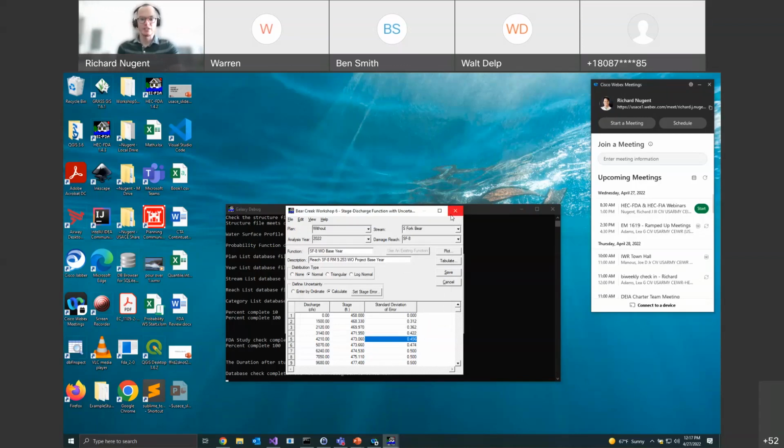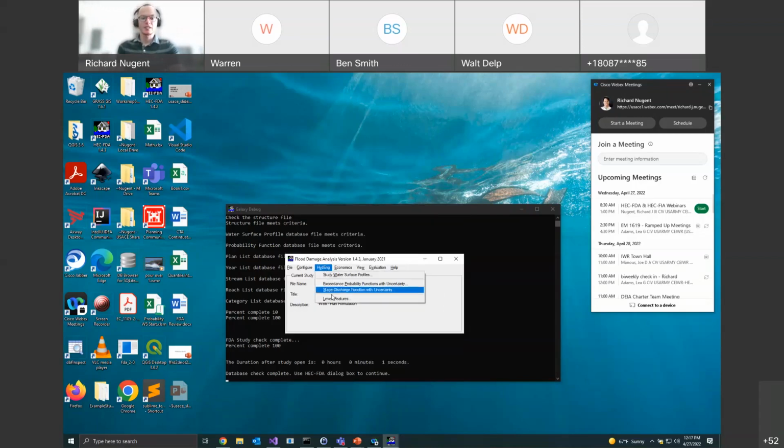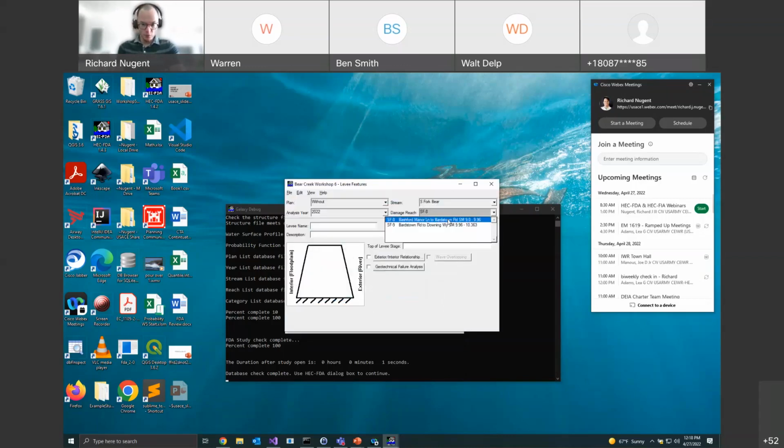Okay, that's our stage discharge. The last piece of the hydrologic engineering is levee features. We have a levee in damage reach SF9 for the different plans. So plan 2 and plan 3 in this case have a levee. We have entered the top of levee stage, but we haven't entered a geotechnical failure analysis or otherwise a fragility function here. So the assumption is that the levee is perfect until the levee is overtopped.